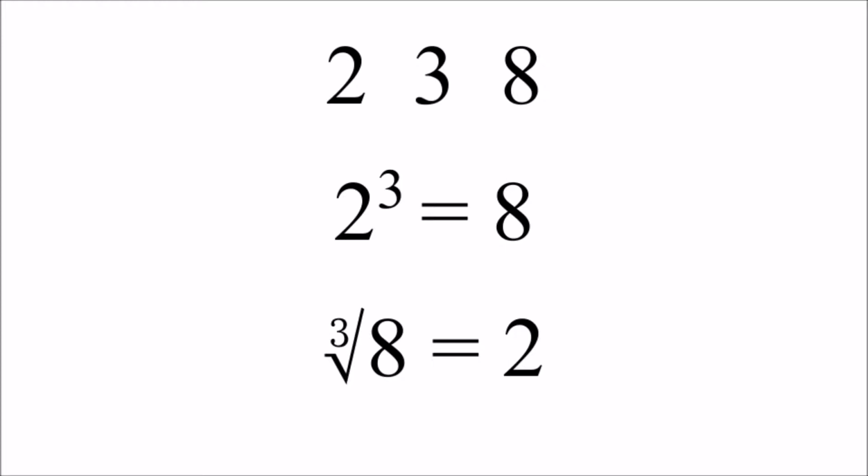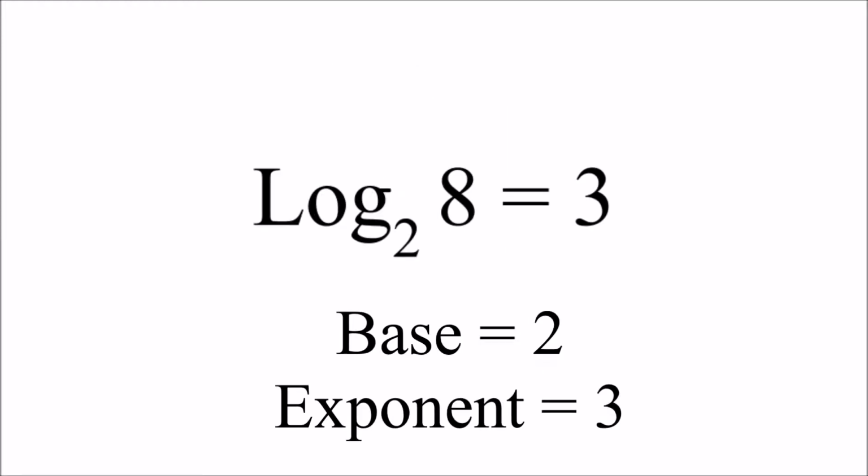But what if we have 2 and 8? That's where logarithms come in. Logarithms tell you what exponent to raise to the base, in this instance 2, to get, in this instance, 8. That would be written out as log base 2 of 8 equals 3, with 3 being the exponent.